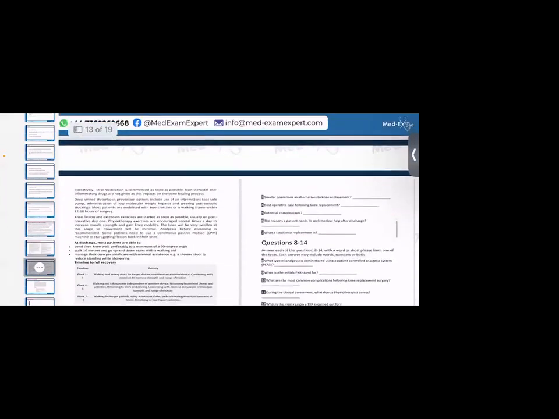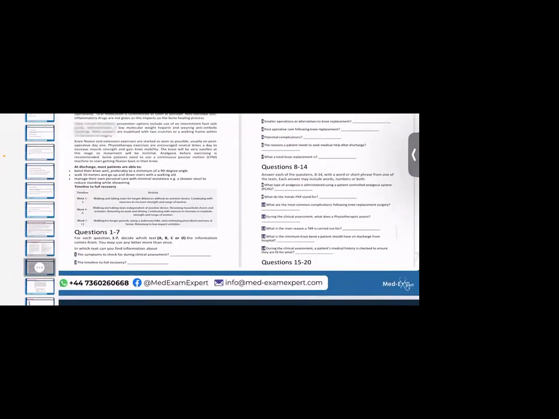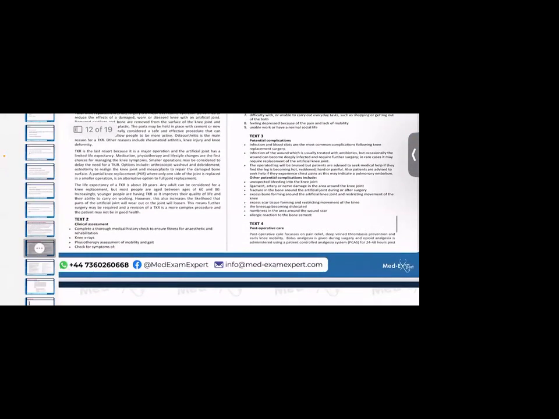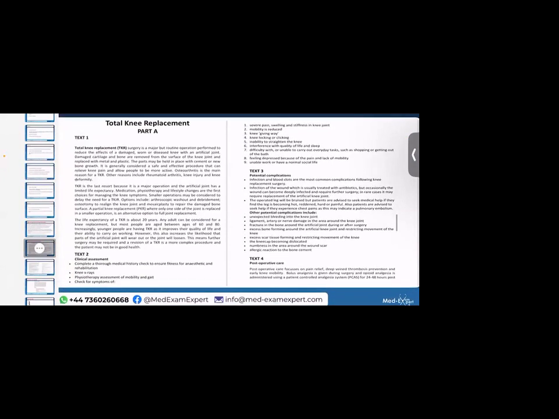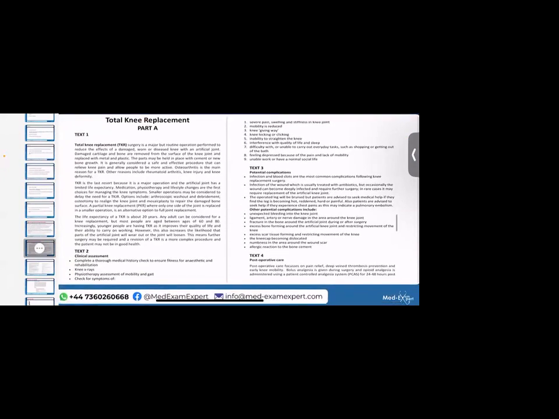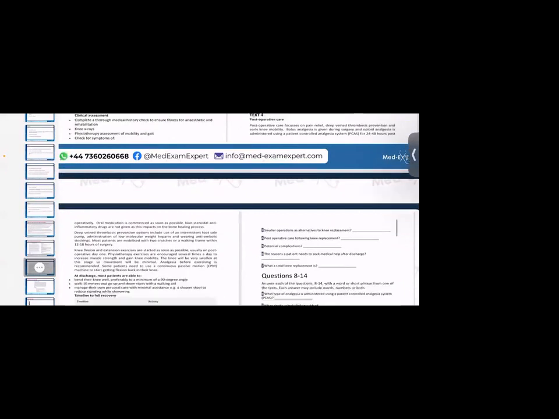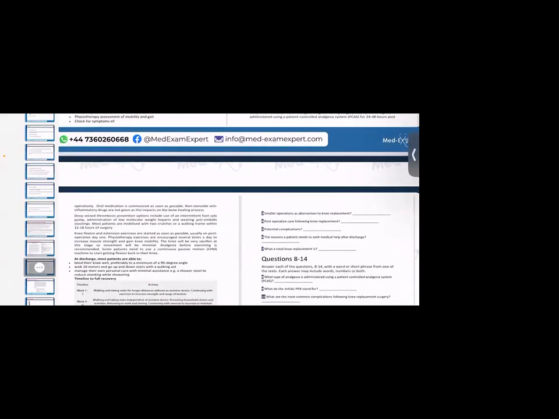Now solve question 2, which is the timeline to full recovery. Here are the texts. Text D. Okay. Now question 3 says: smaller operations as an alternative to knee replacement.